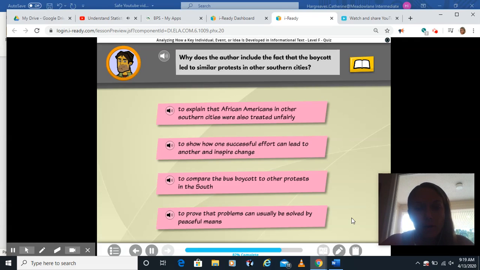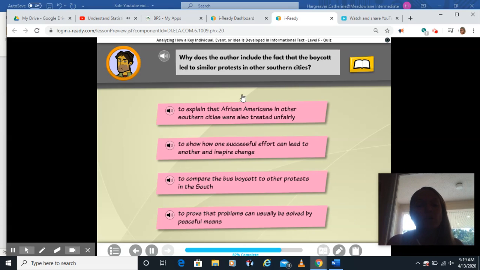Why does the author include the fact that the boycott led to similar protests in other southern cities? So why does the author include the part about how other cities started having protests similar to what happened in Montgomery? Is it to explain that African Americans in other southern cities were also treated unfairly, to show how one successful effort can lead to another and inspire change, to compare the bus boycott to other protests in the South, or to prove that problems can usually be solved by peaceful means?